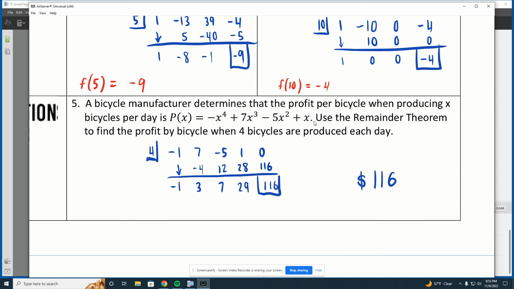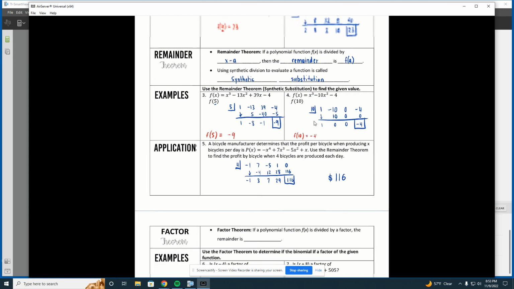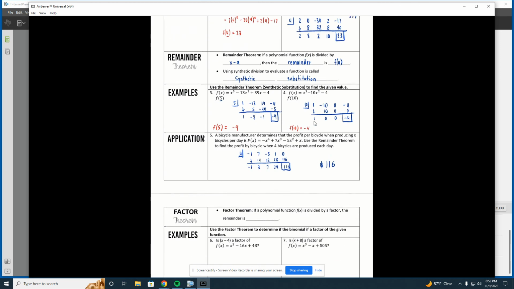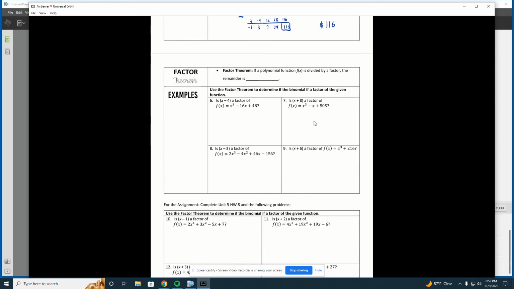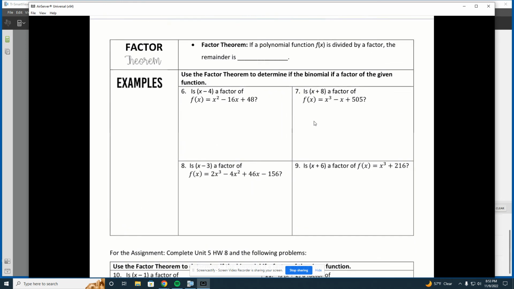Okay? And that, you guys, is synthetic substitution. It's very simple. It's using the same method that we talked about yesterday. So it's definitely something that you guys can do. Now let's flip over to the back. And this is what we didn't finish, and this is a walk in the park.